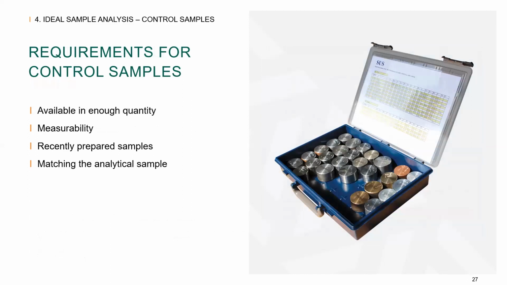Control samples should be readily available, meaning there are enough samples for you to measure without the need to source more. Measurability, meaning that the sample is large enough to actually analyze. Recently prepared so as to prevent contamination from external factors, such as oxidation. It should also be similar to the sample you'll be measuring.